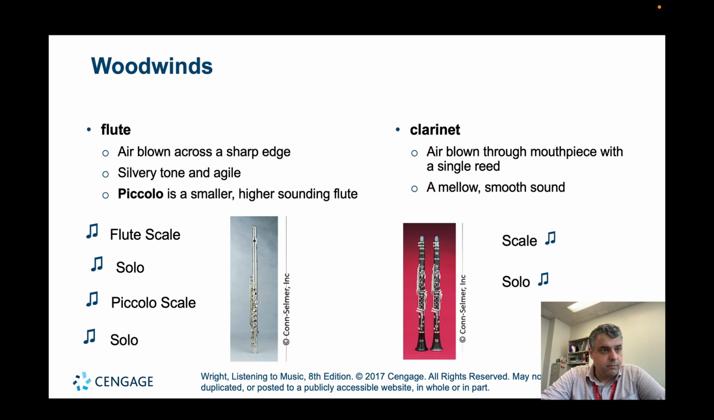The woodwinds. The first two instruments we're going to look at in the woodwind family are the flute and the clarinet. So the flute, obviously, the air is blown across the straight edge of a flute. They're made of metal these days; they used to be made of wood. The flute is a very agile instrument, and it's up in the higher range of the orchestra.